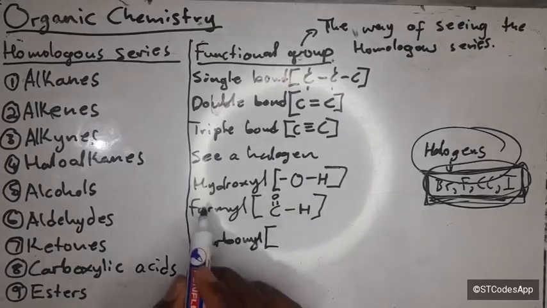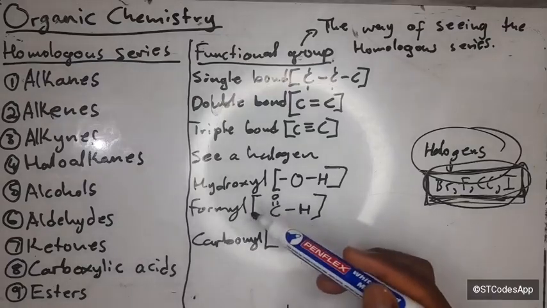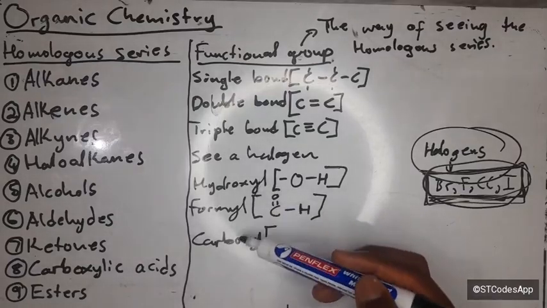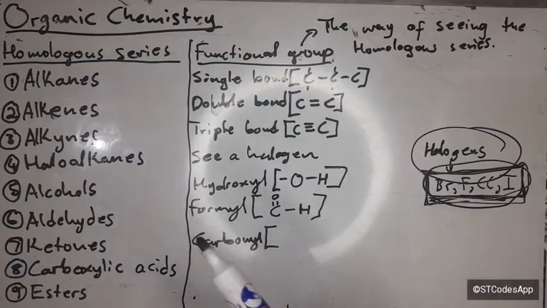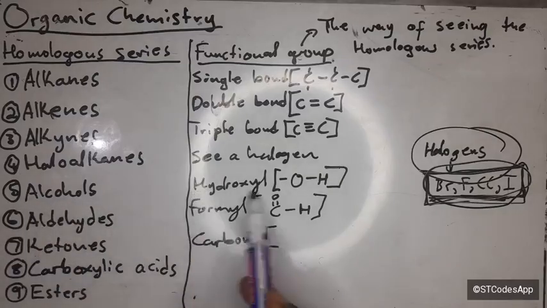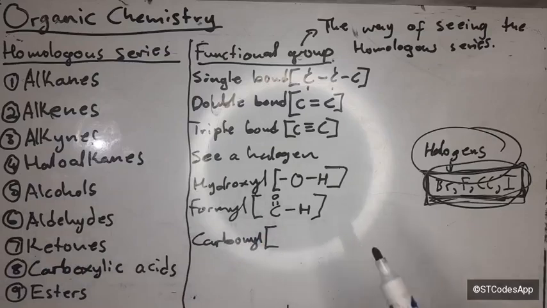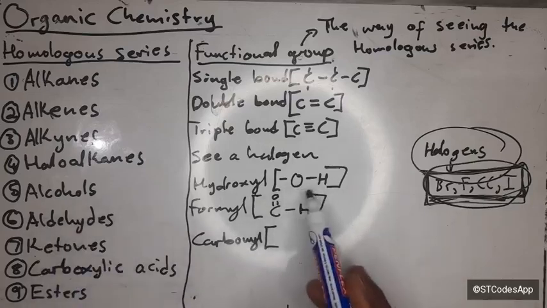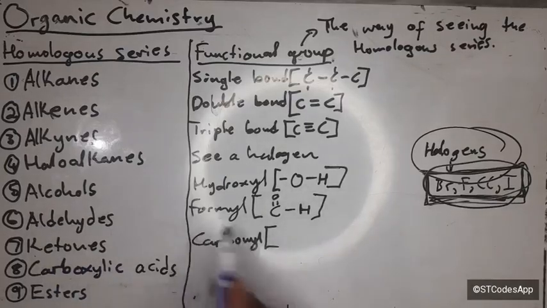I keep saying carbonyl, formyl, hydroxyl. Guys, these are the names of the functional groups. So the question may come as, write down the name of the functional group of alcohols. You will be having a table with different organic compounds, and they will say, write down the name of the functional group of compound B. Once you see that it's an alcohol, you should write hydroxyl for the name. But if they say, write down the structural formula of the functional group of alcohols, this should be your answer.